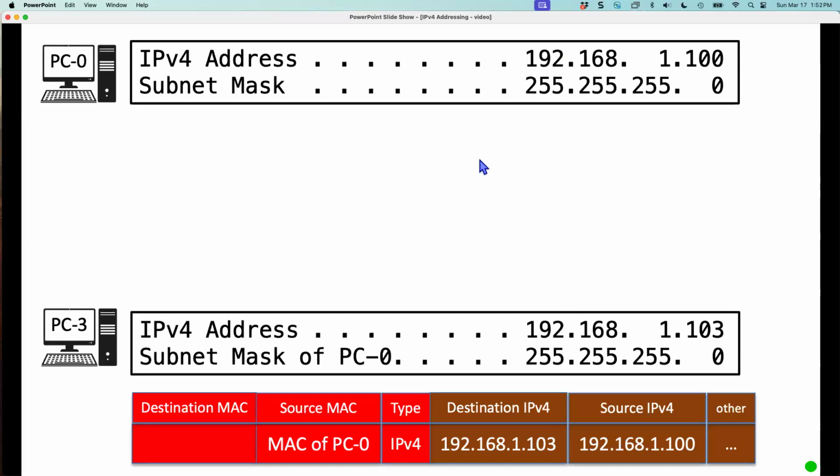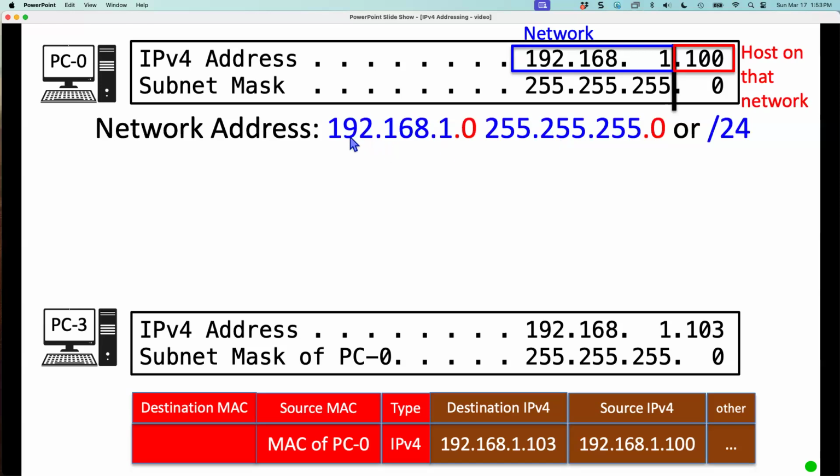Okay, let's take a look at these two devices here. Let's say PC0 has a packet to send to PC3. So PC0 says, here's my IPv4 address. PC3, I'm sending a packet to its IPv4 address. Okay, can I reach it directly? I know my MAC address, but let's take a look. So it says, I know the network that I'm on is 192.168.1.0. It says, okay, I have all 0 bits in my host portion would be my network address.